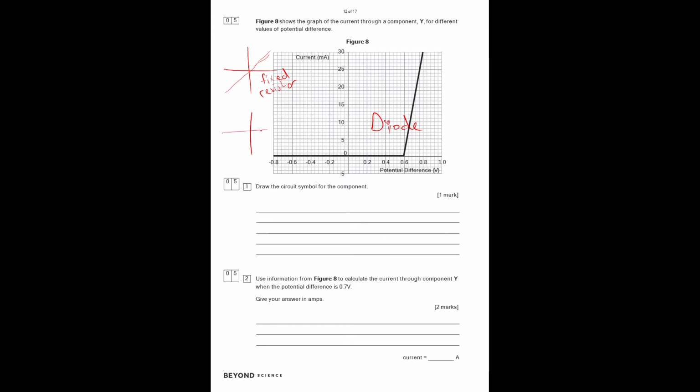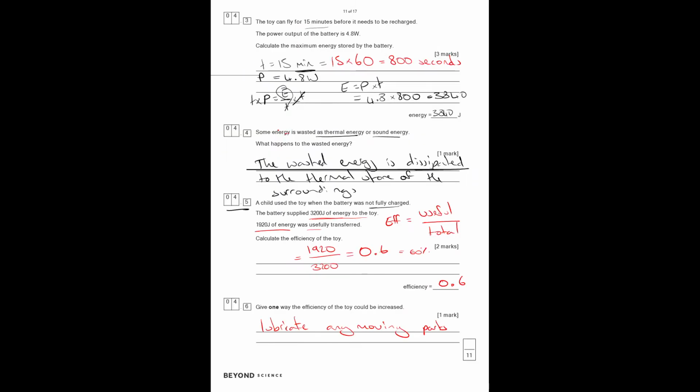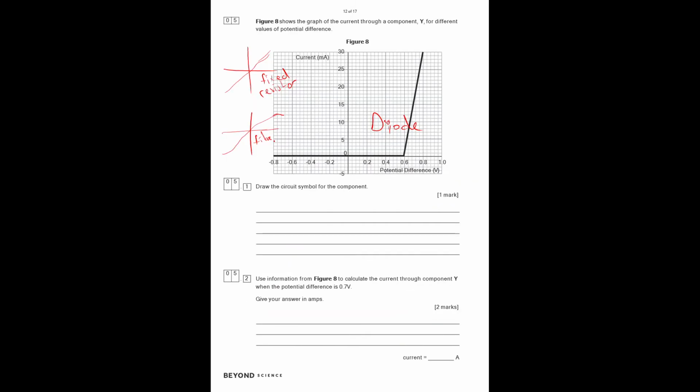And the other is a bulb, and your graph is going to look something like that, where it tails off at the top and it tails off at the bottom, and that's a filament bulb. The filament being that thin piece of wire that you can see inside it. So if I just sketch that bit there, that's your filament. Glows hot.